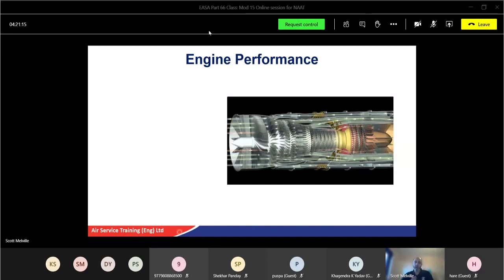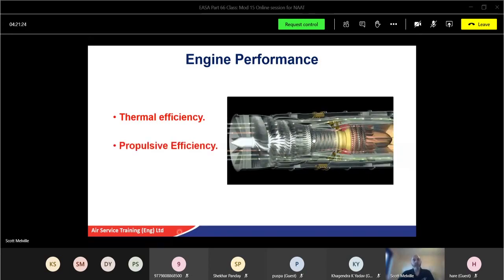All right, so engine performance, we're going to look at thermal efficiency and propulsive efficiency. It's possible to measure each part of the engine, find out where it's performing, etc. But we can break it down into specific efficiencies.